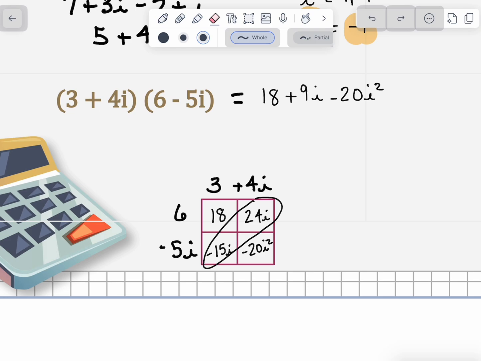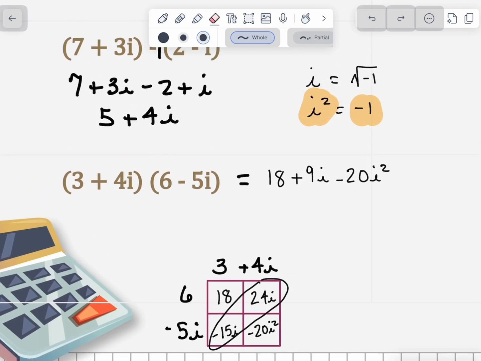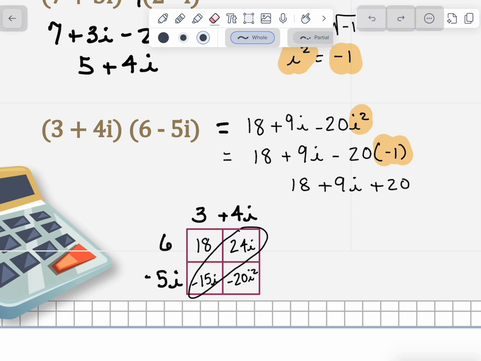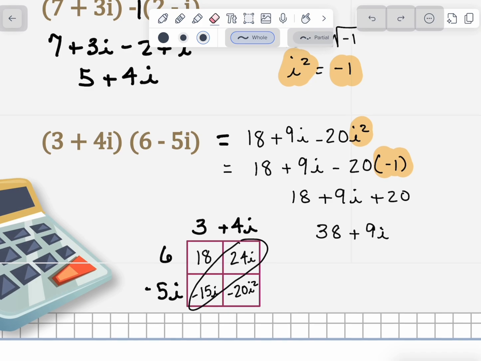So our product is 18 plus 9i minus 20i squared. But remember, i squared is equal to -1. So we're going to go in and replace that i squared with a -1 right there. And that ends up making that negative 20i squared turn into a plus 20. So then we end up with 18 plus 20, those two like terms, which is 38, and then plus 9i. So that's your product with those two complex numbers.